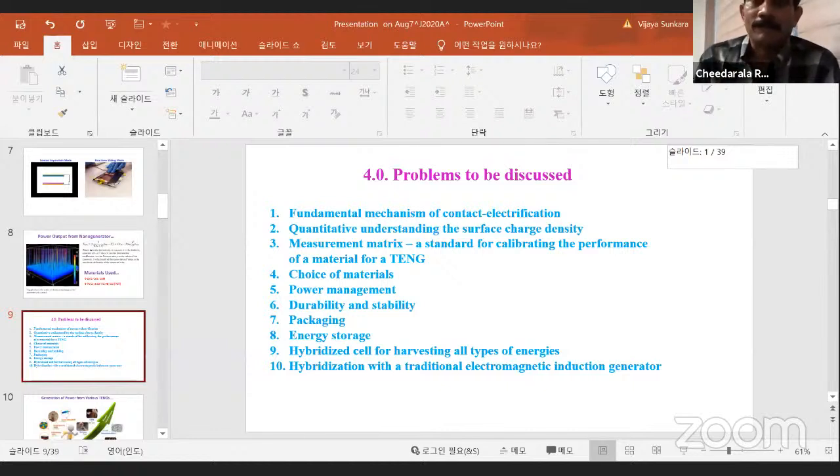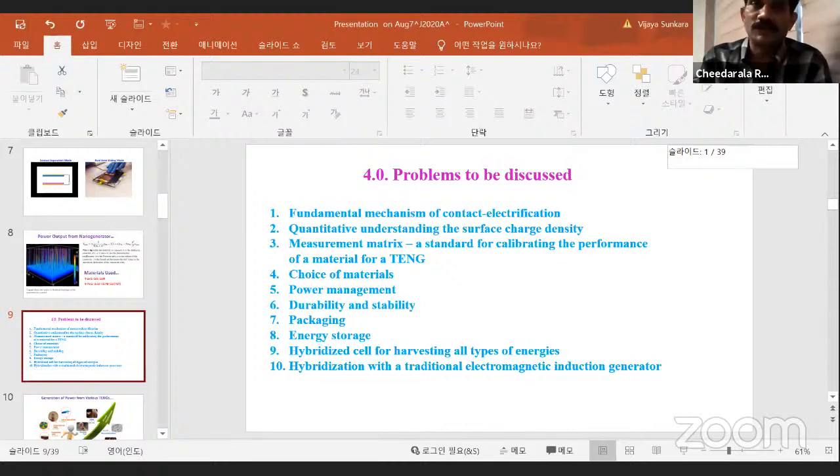and the power management. When you generate the power, how you manage the power is very important, and also the durability and the stability. Even though you develop a material, if the material is not durable, it is not useful for further use and further generation of power. And the packaging is also very important. Many haptic devices such as cell phones have a problem called the packing system. If the battery is not packed very well, the cell phone will not work for a long time. So the wastage of energy can occur from this packing system. And energy storage is also very important.